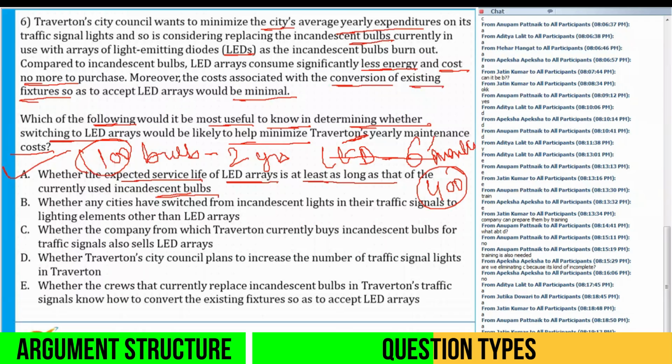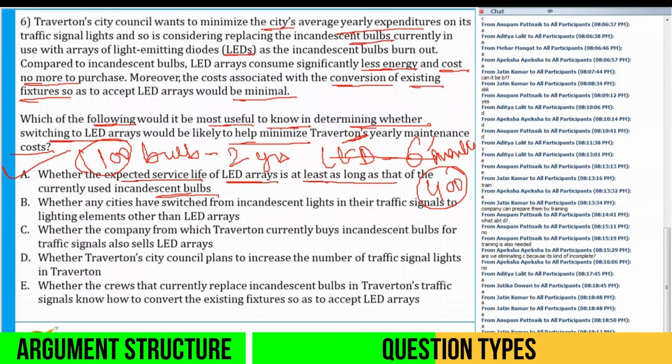So it is very necessary that the service life of LED is at least as long as that of the bulbs. Okay? Did you understand? So yes, answer is A. Everybody marked A. Any other option you think will make sense?